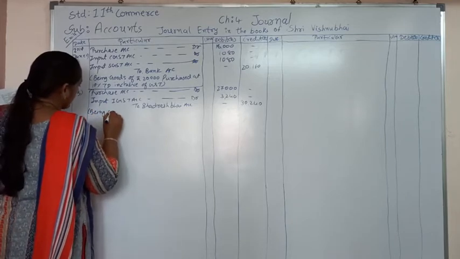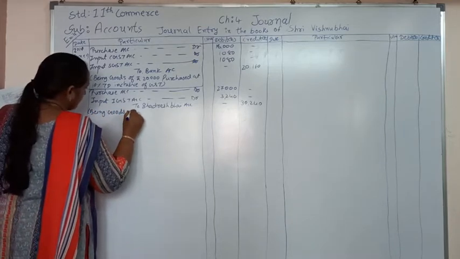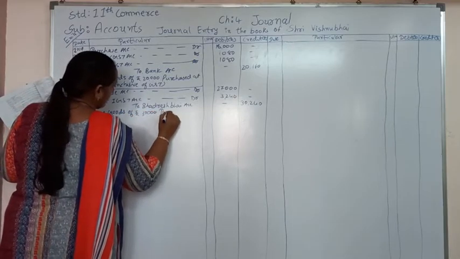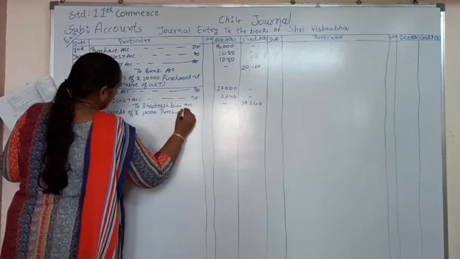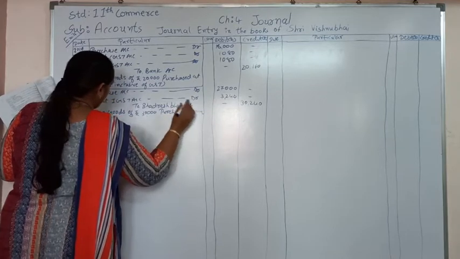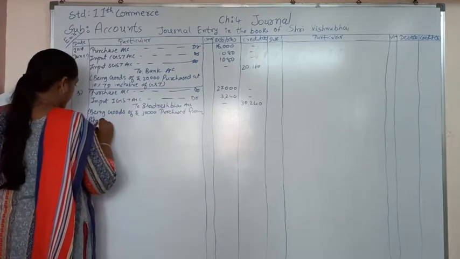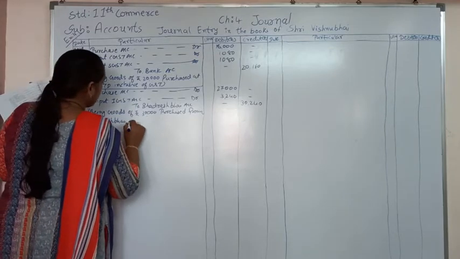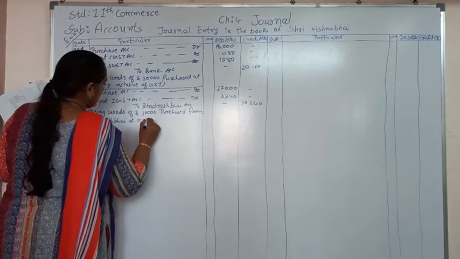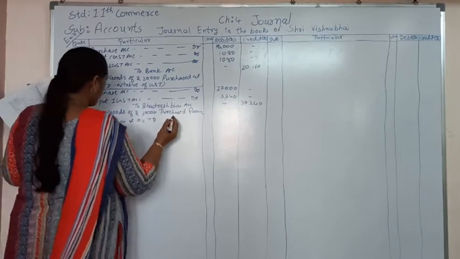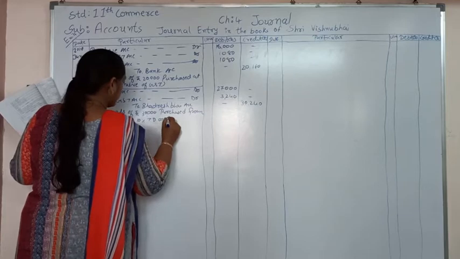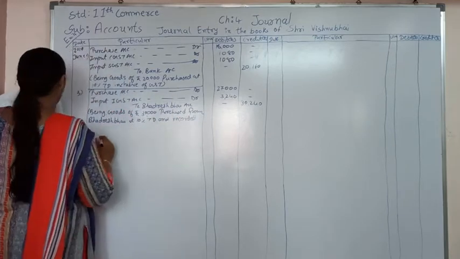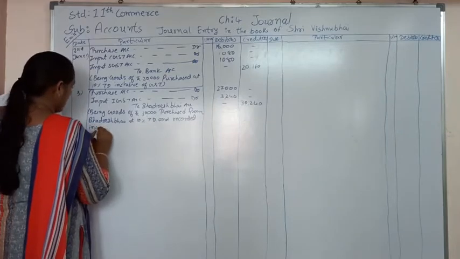Being goods of rupees 30,000 purchased from Bhadresh Bhai at 10% trade discount and recorded inclusive of GST.